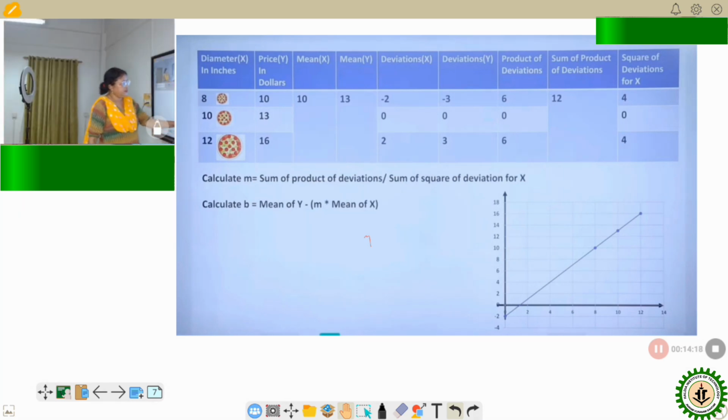We graphically represent this. Here this is the x value and this is the y value. Okay, it is a linear regression.